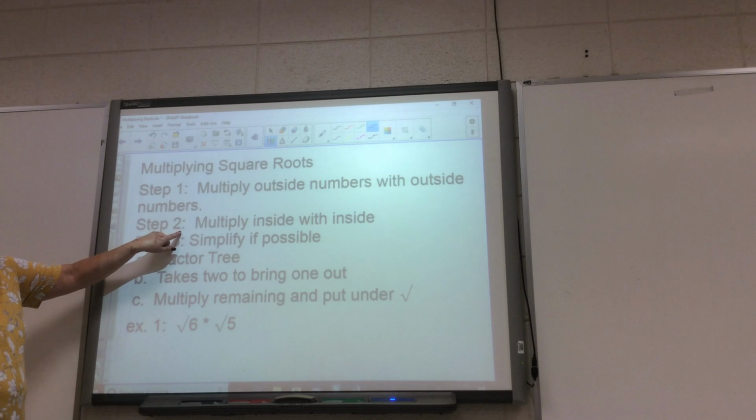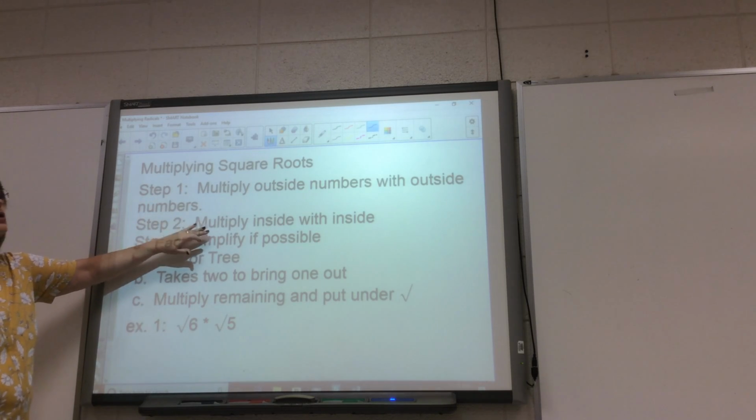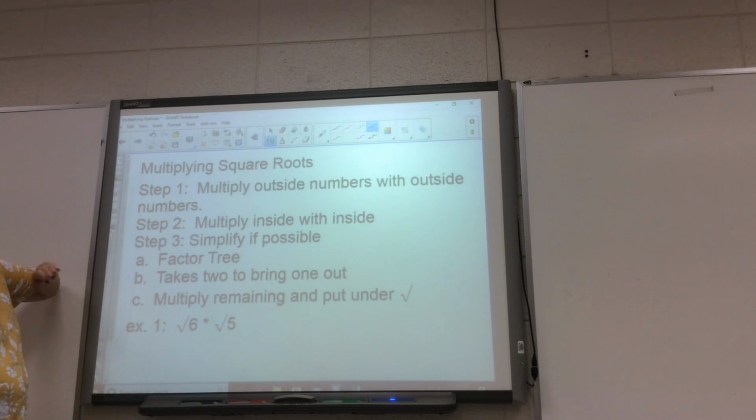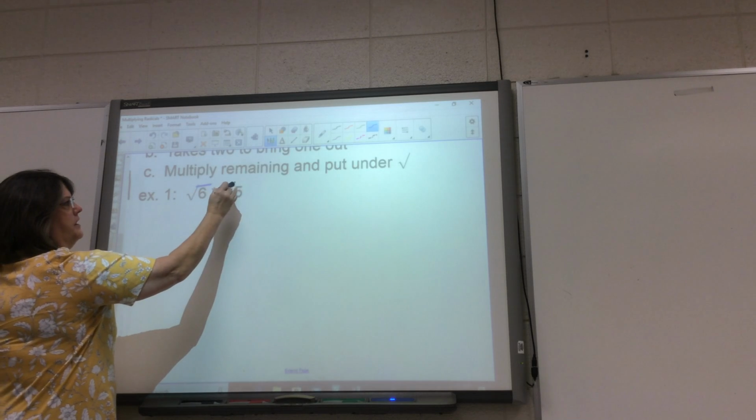numbers and inside numbers with inside numbers. You'll see what I mean. Outside the radical, inside or under the radical. Step three, simplify if possible by using the factoring tree and going through those steps. Okay, both of these are underneath the radical.